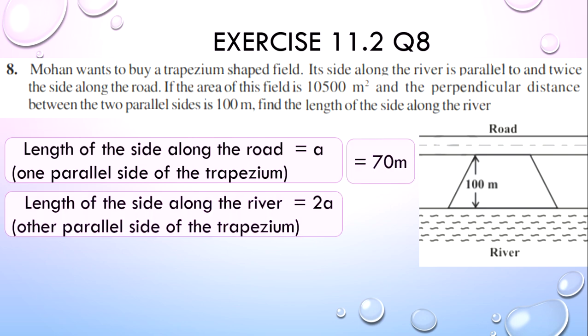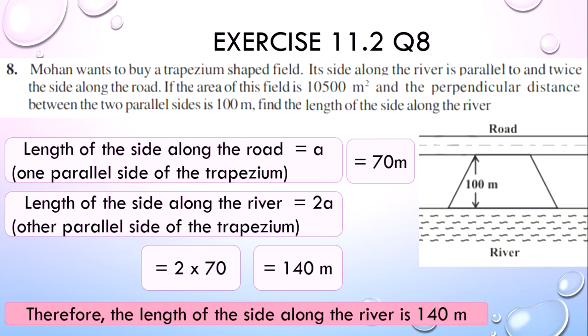Now the length of the side along the river, that is the other parallel side of the trapezium, which is twice the length of the side along the road, 2A, will be 2 into 70. Now substitute 70 for A. So you will get 2 into 70. The product you will get is 140 meter. So the length of the side along the river is 140 meters.